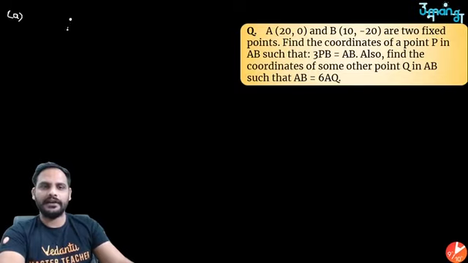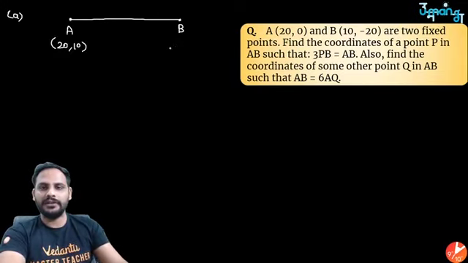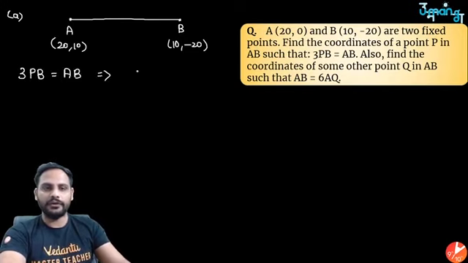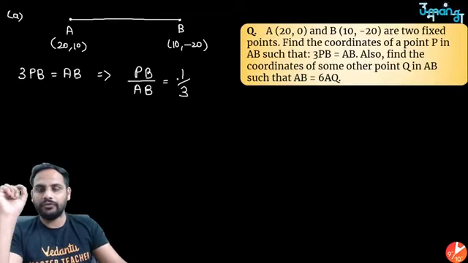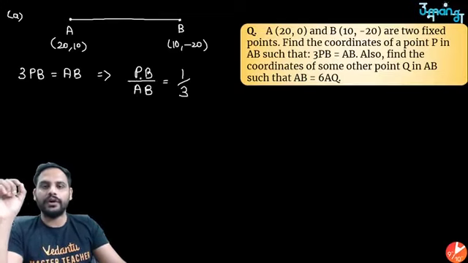Okay, I have a line AB. A is (20, 10) and B is (10, -20). We have a point P such that 3 times PB is equal to AB. So if I shift AB and PB over here, it will be PB upon AB equal to 1:3. But I have told you very clearly, we do not want the ratio of PB with AB.